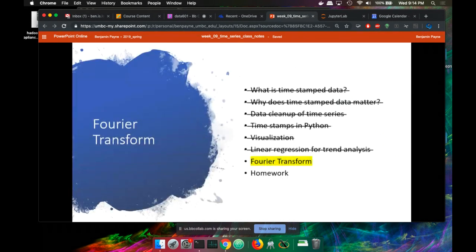Okay, cool. We're going to have time to get to the Fourier transform. I don't have any questions on linear regression. I'm not going to force you to do linear regression in the homework, but it's something that I'll probably inflict upon you later.